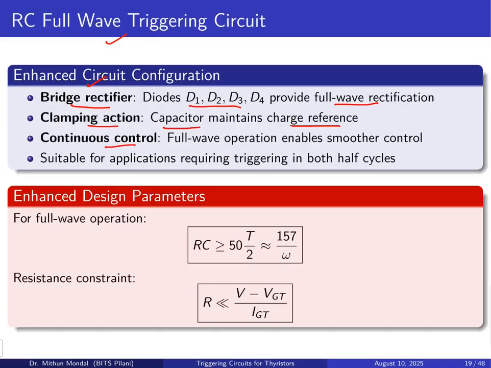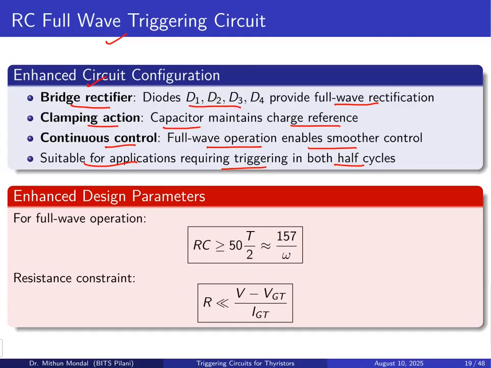The continuous control is there because you have full wave operation, which enables smoother control. This is suitable for applications requiring triggering in both half cycles. So when both halves of the AC cycle are required, we can prefer RC full wave triggering.